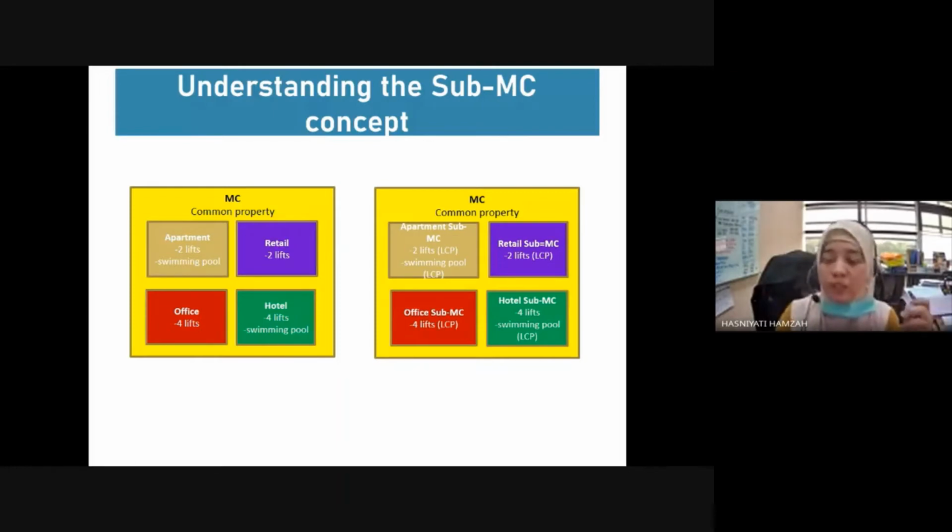Okay, maintenance and management for the repairs, for the utility, and so on. Kos nak sapu ke, kos nak bersihkan the limited common property and things like that. Same thing with office and same also with hotel. Okay, so what do we learn from this diagram so far?